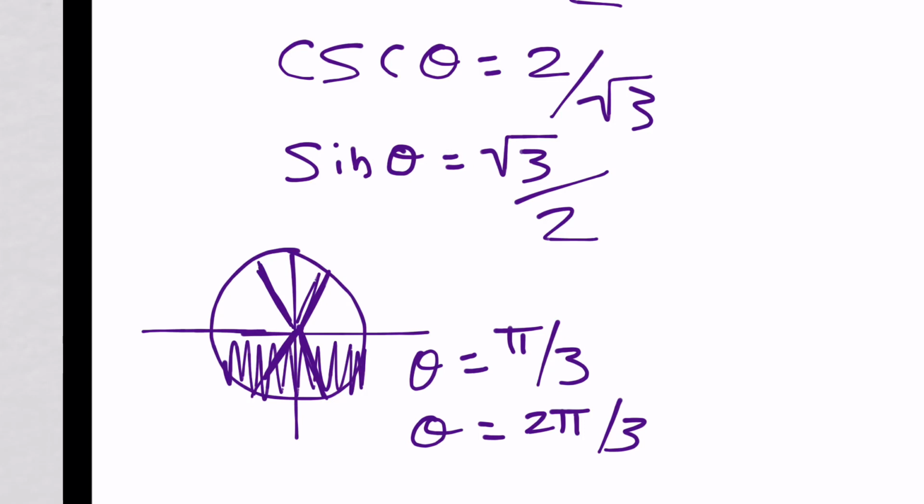So theta equals pi over 3 and theta equals 2 pi over 3 should be our solutions.